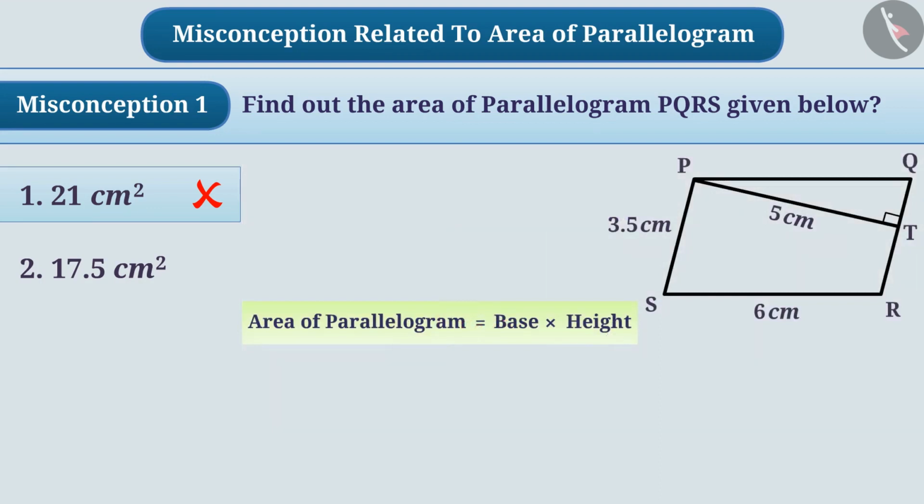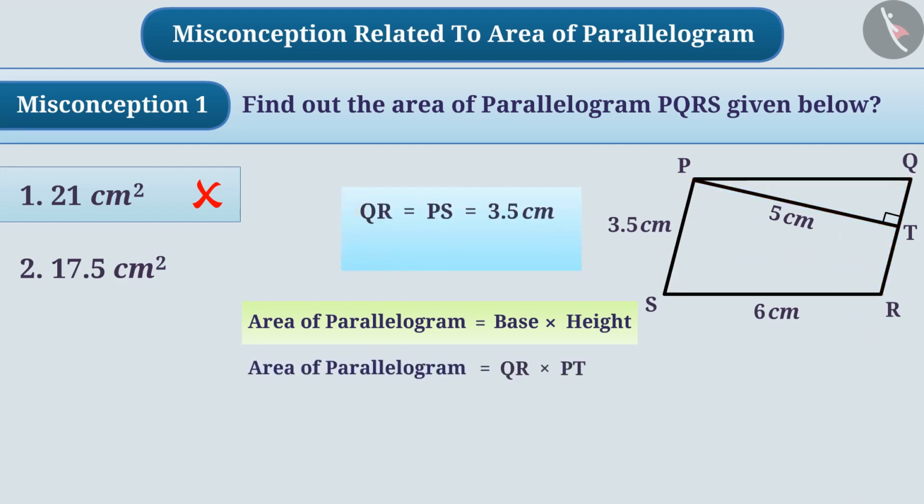In this parallelogram, we can see that the perpendicular is drawn on side QR. Therefore, QR can be taken as base and PT as height. With this, area of parallelogram is QR multiplied by PT. Here, QR is equal to PS is equal to 3.5 cm and PT is equal to 5 cm. Therefore, area of parallelogram is 3.5 cm multiplied by 5 cm is equal to 17.5 square centimeter. Therefore, option 2 is correct.